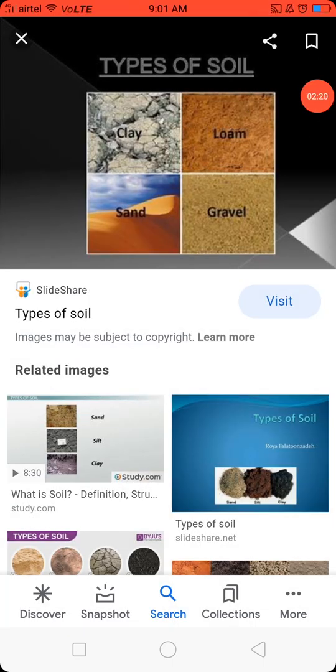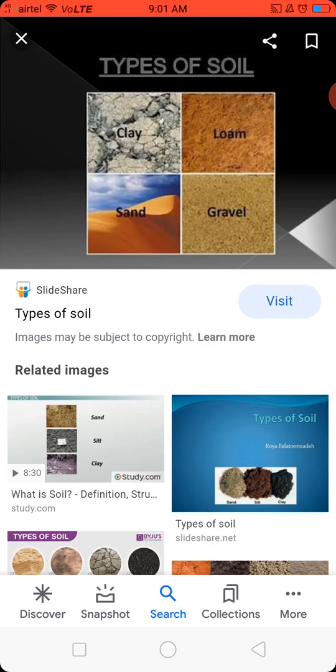Sand is found in deserts or riverside. It is very loose, right? Water sinks quickly into the sand. Sand is not fertile. Got it, children? Gravel are bigger particles of sand. They dry quickly. It is not a fertile soil.